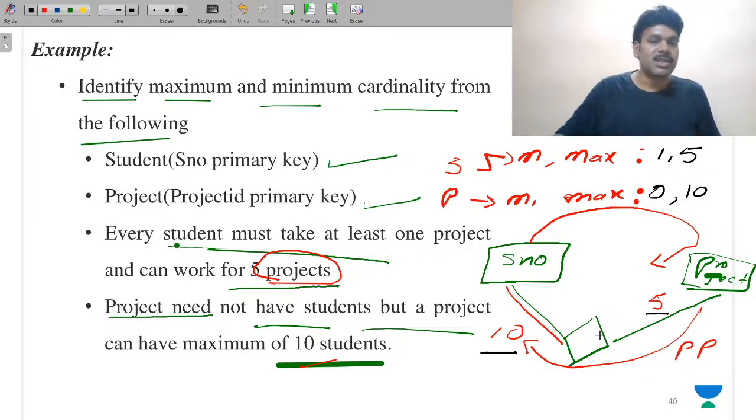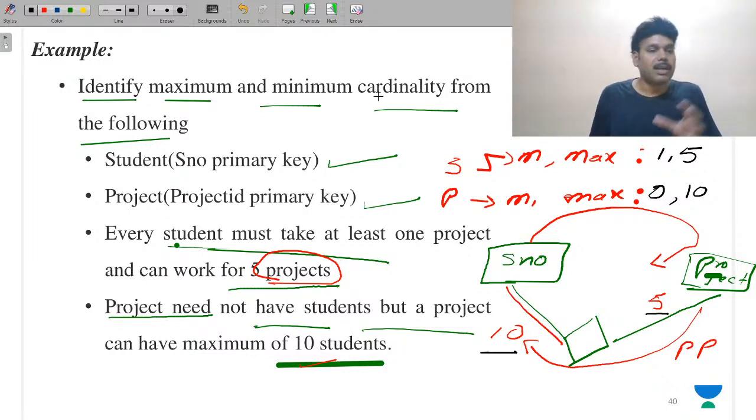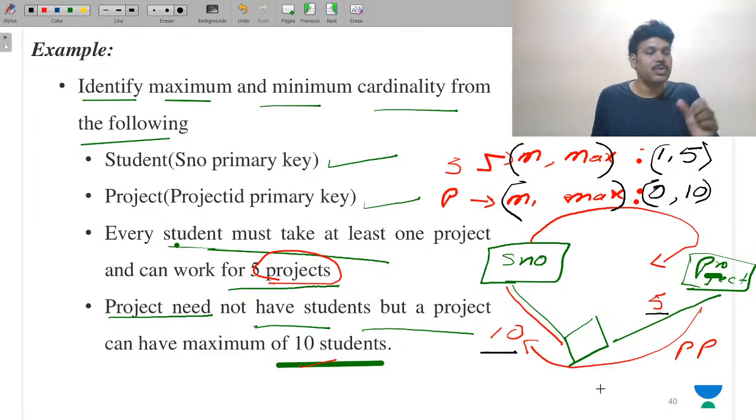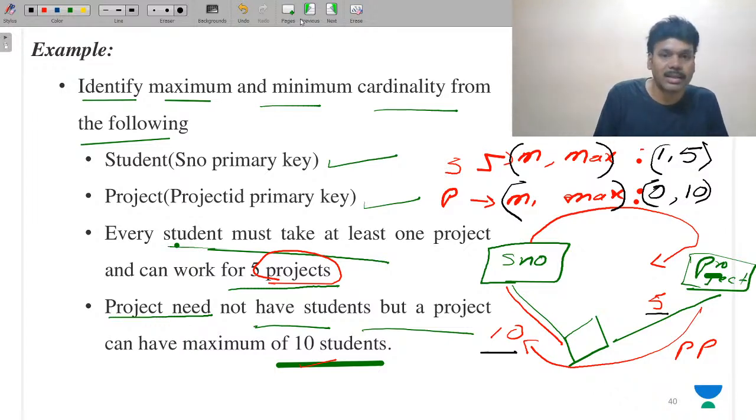Now I will give you a scenario. I will represent min and max together, like in a bracket. Like in a bracket I am writing. You please understand carefully. I will give two diagrams. Both diagrams are saying the same thing. What is that?